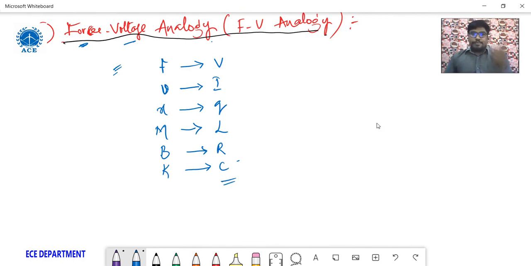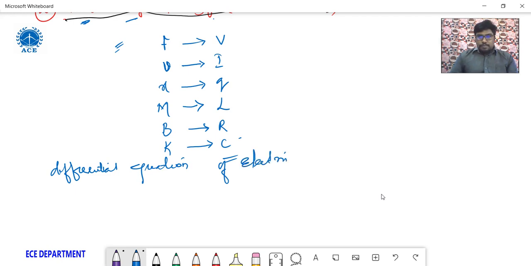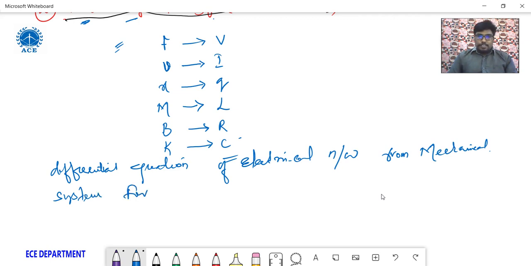So already we made a table, right? So from this we are going to write the equation. Go through equations 1 and 2. From 1 we can write the differential equations of the electrical network from the mechanical system force equations. So I'm just converting directly here.